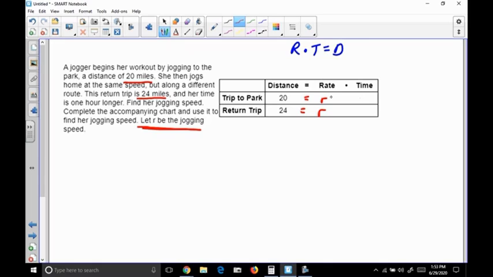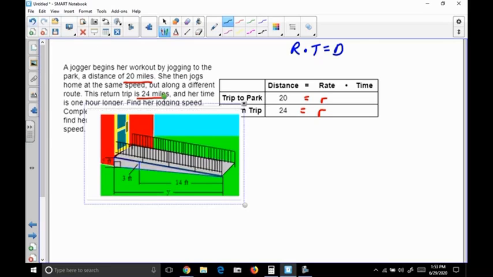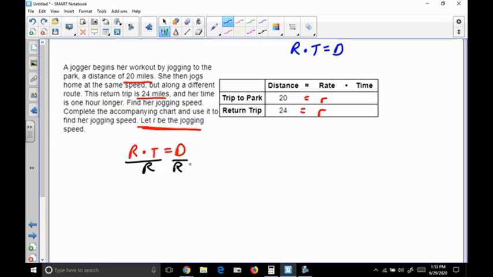Well, how is time related to distance and rate? If we take rate times time equals distance, if we solve this for time, we would be dividing by R, so that those R's cancel. So time is distance divided by rate. So to get this time, we take the distance here divided by R, the rate. To get this time, we do this distance divided by that rate.